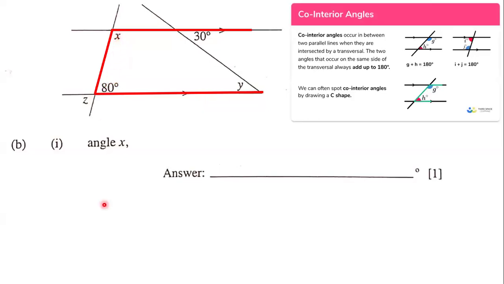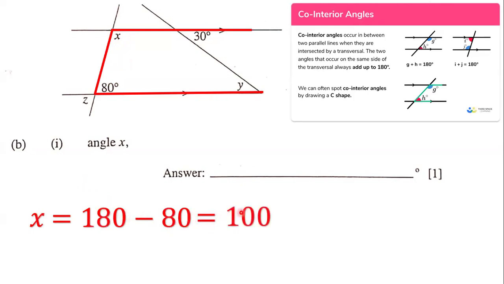And so, since X and this angle are co-interior angles, that means that they must add up to 180 degrees. And so, in order to determine the size of angle X, what we're going to do is subtract. We're going to say 180 minus 80 degrees. And 180 minus 80 is going to be 100 degrees. And so that means that the size of angle X is 100 degrees.